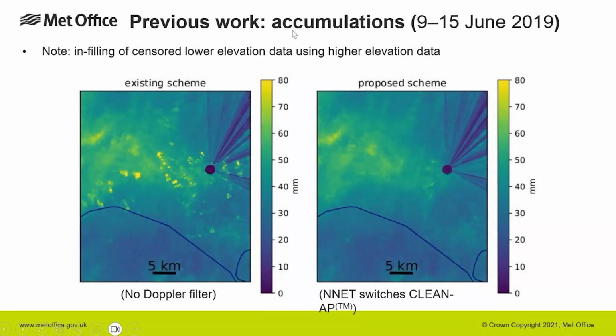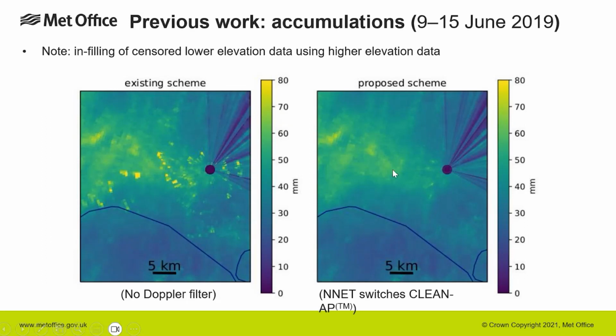So if we look at the accumulations over 6 days, you can see that on the left we have the existing scheme, which does not use a Doppler filter, and on the right we have the new scheme that was being proposed. Sensor data on the lowest elevation has been backfilled from the higher elevation, so infilling has been used. And you can see those bright spots everywhere. These would be the ground clutter contamination that was remaining in the data.